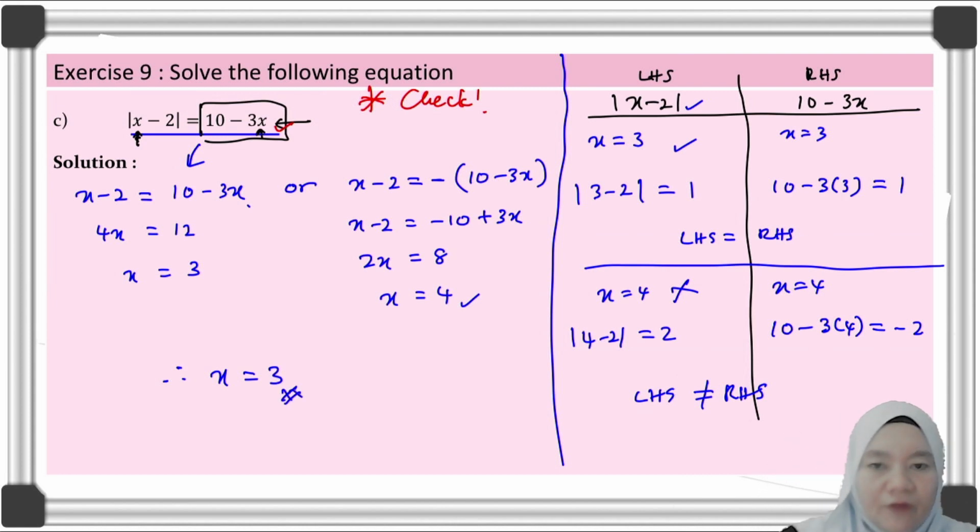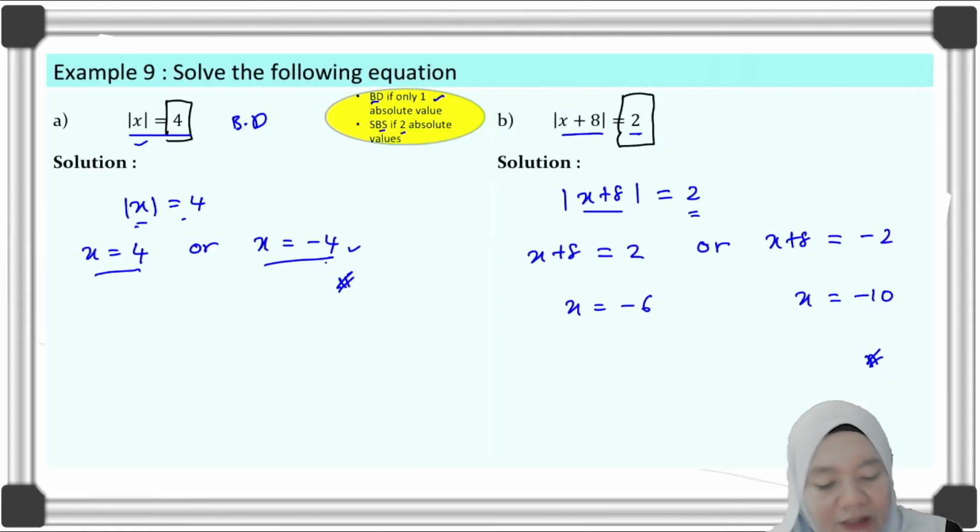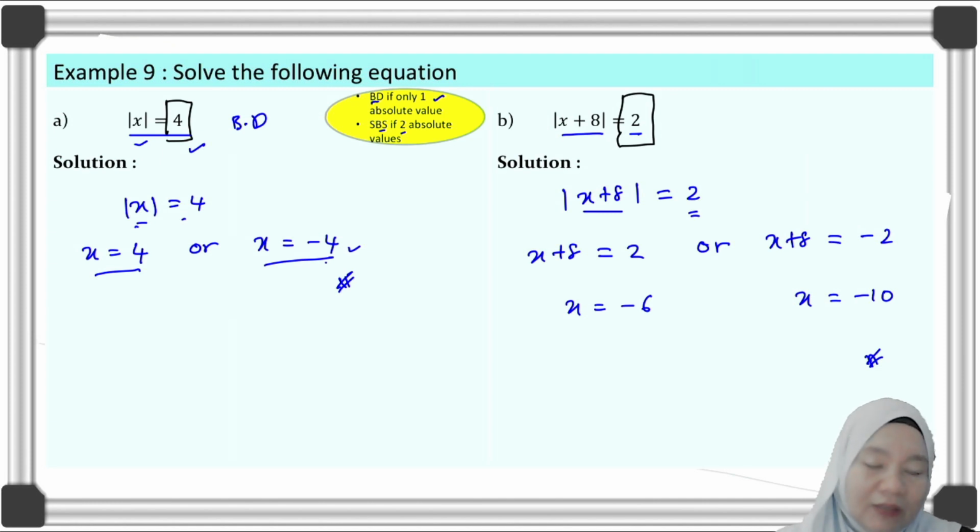Right? Boleh faham? Untuk soalan ini, sekiranya kita hanya ada satu absolute value dan di sebelah kanan, yang tak ada absolute value itu ada unknown, ada x tu, jadi kita perlu semak jawapan. Sekiranya di sebelah yang tak ada absolute value tu hanya constant, tak ada masalah. So kita tak perlu semak jawapan kita.